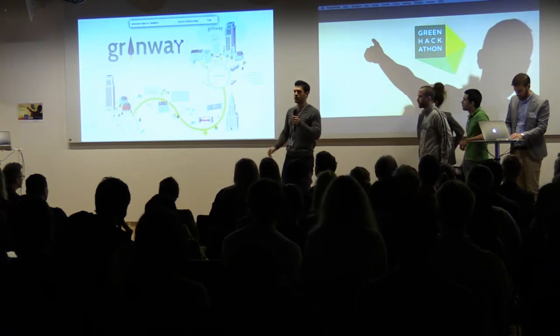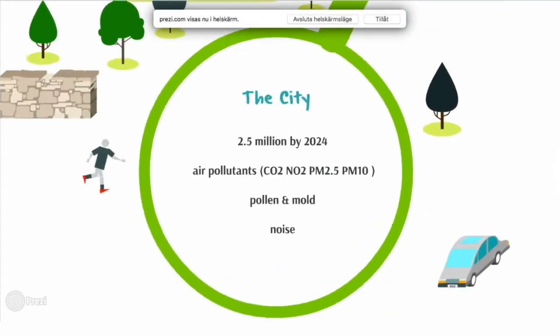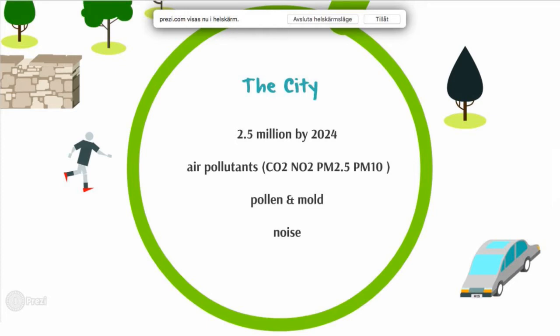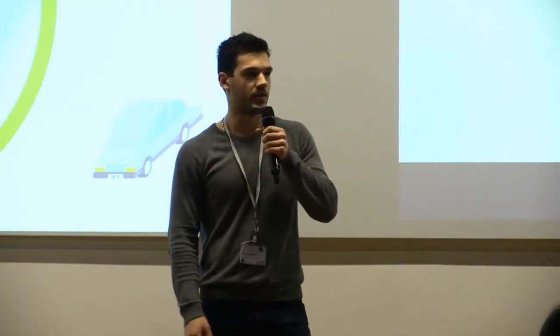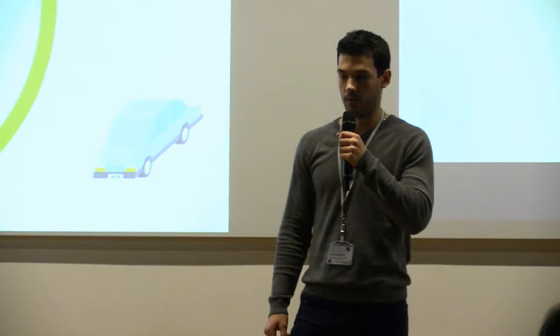So Stockholm is the fastest growing city in Europe. The population of Stockholm is expected to be doubled by 2024, which means the pollution will be increased drastically. The pollutants such as CO2, NO2, PM2.5, PM10, they will be drastically increased in these years. So we need some smart solutions to tackle these problems.